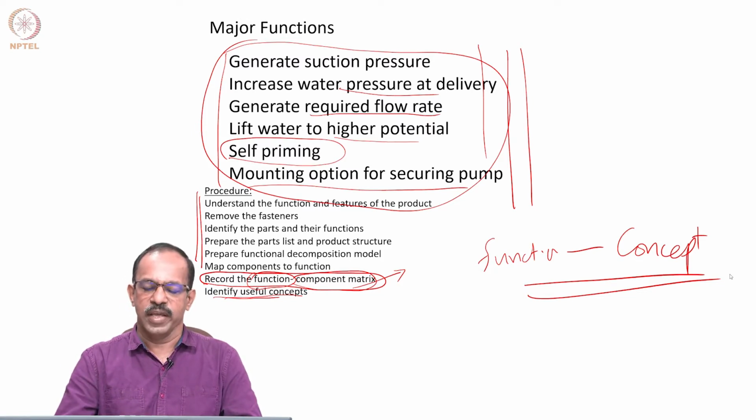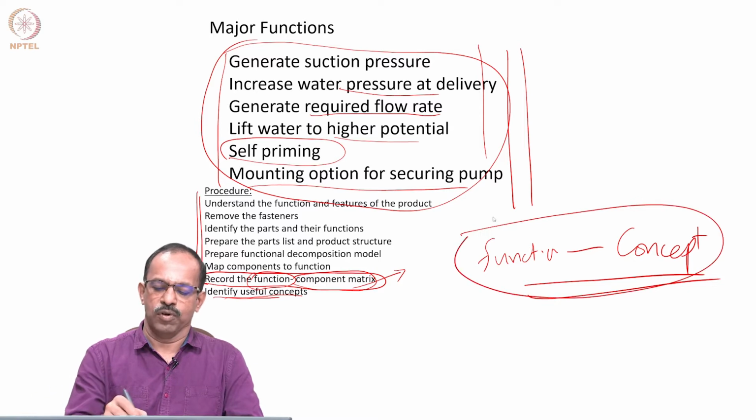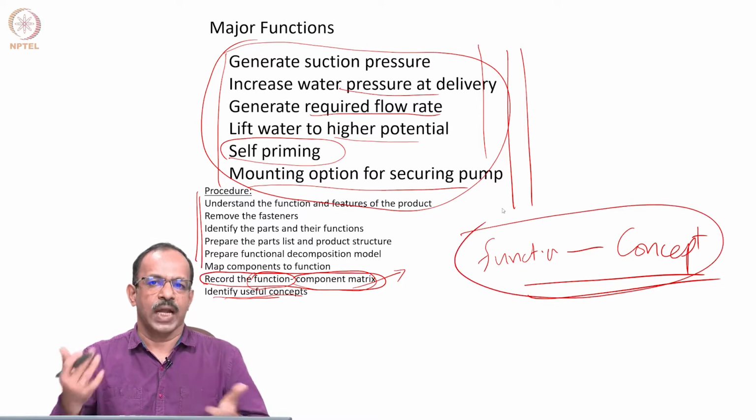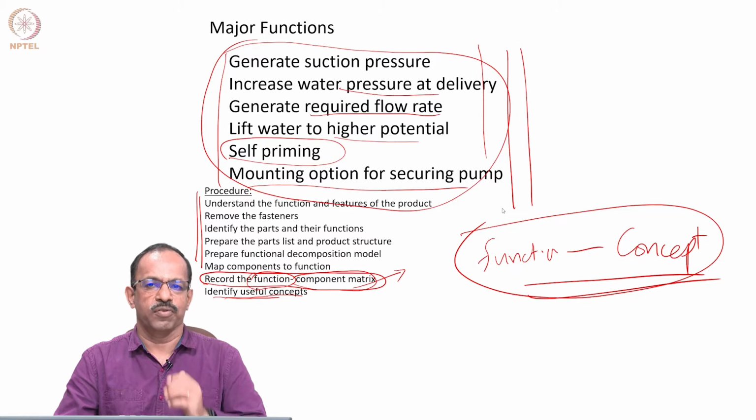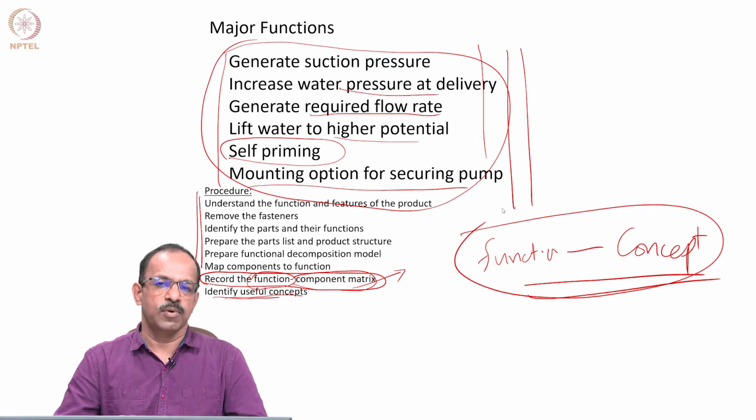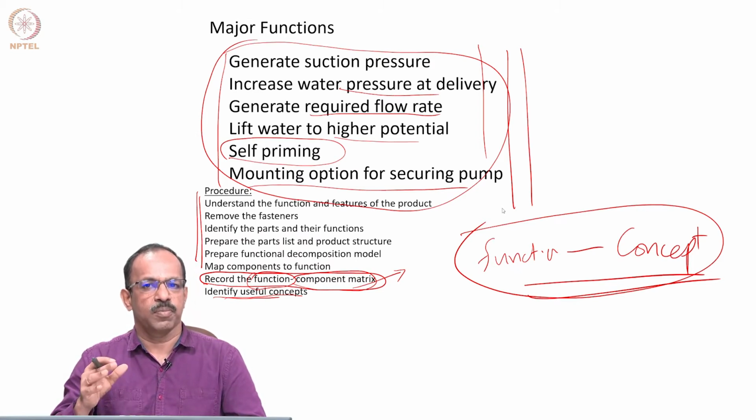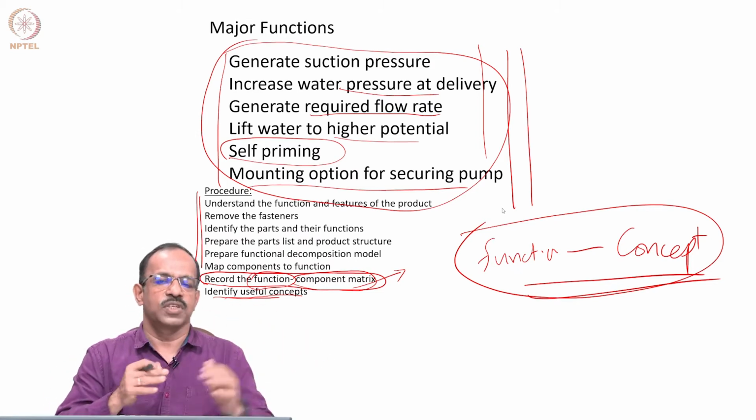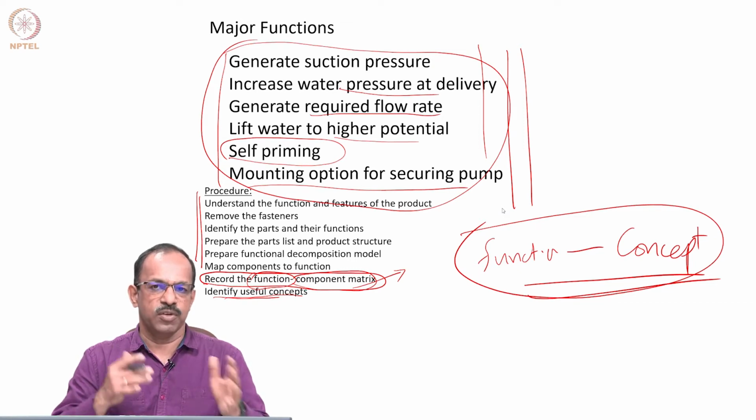So that is where we will try to identify all the useful concepts, and this will help you to develop a repository of concepts which can be used in product design at a later stage. When you want to design a product, maybe not exactly a pump, but something else, you will be able to see that in this particular product, in order to reduce the vibration, they have used a particular concept. So probably that concept you may be able to use in a different product. That is the way you should look at this exercise.